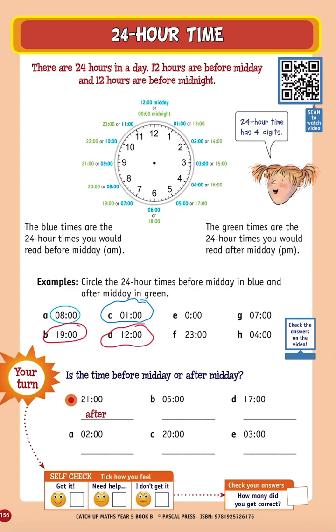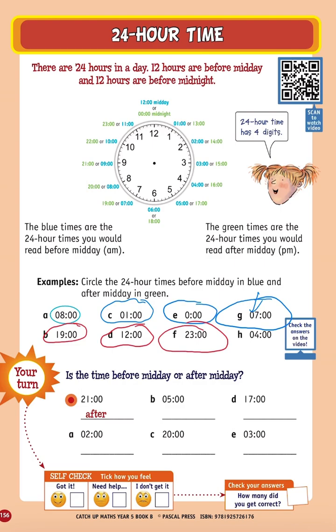E is midnight, and we'll circle that. That would be in the morning. F is 2300 hours, and 2300 hours is 11 o'clock at night, so we will circle that red. And 0700 is bright and early in the morning, so we'll circle that because the 7 is smaller than 12.